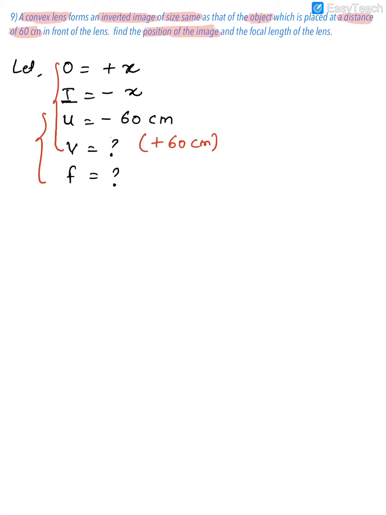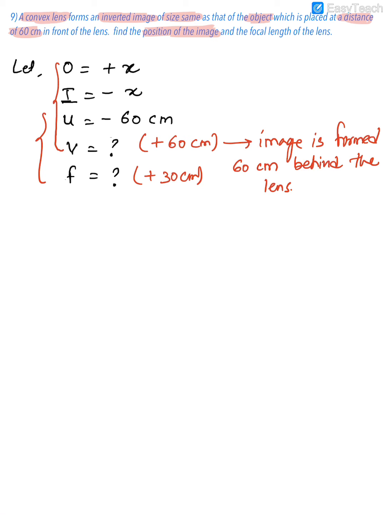What would this mean? Image is formed 60 centimeter behind the lens. Done. And the answer for F, the focal length, will come 30 centimeter. So this F will be plus 30 centimeter. Done.